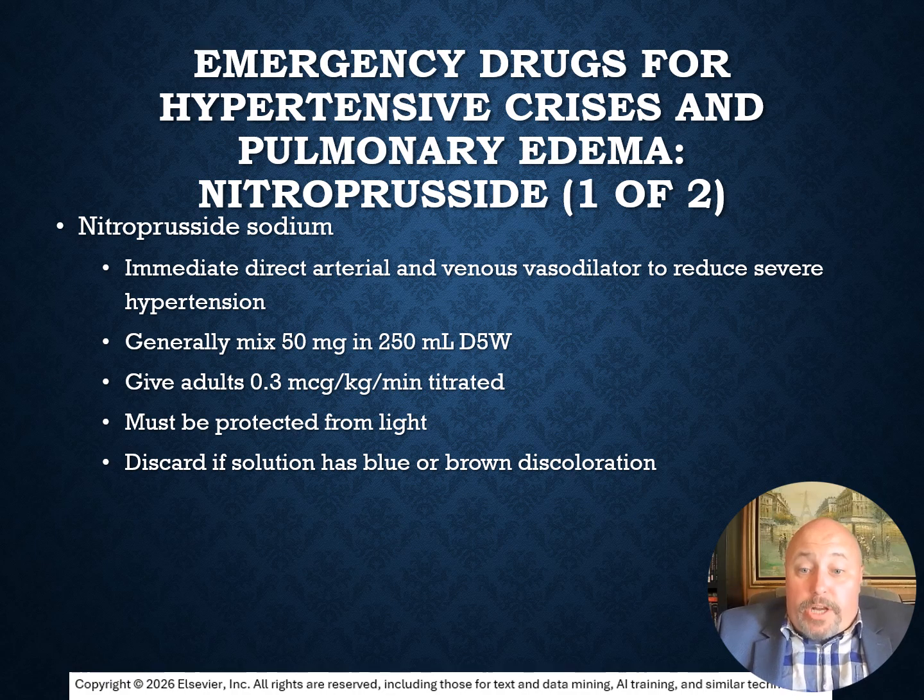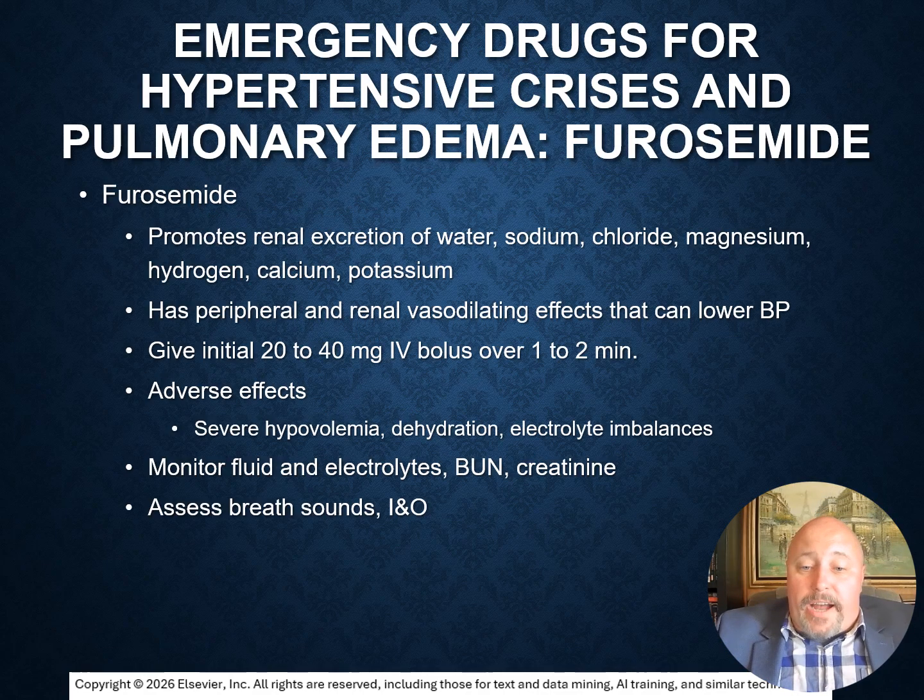Nitroprusside. This is going to be another nitro derivative, and it's a major vasodilator. We want to expand out those blood vessels and lower that blood pressure. Furosemide, another drug we covered very deeply in our diuretics chapter. Again, this is a loop diuretic, and it promotes that renal excretion of water and sodium, but it's also flushing out a lot of electrolytes, particularly potassium.